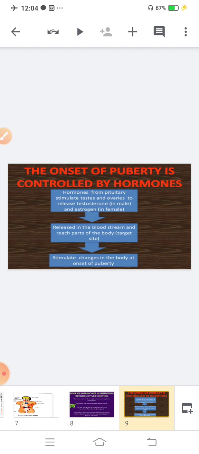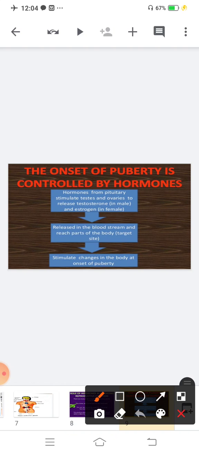Hormones from, see here, hormones from the pituitary stimulate the testes and ovaries to release testosterone in males and estrogen in females, into the blood stream, and it reaches the target site. They will not release in a duct. They will directly release into the blood, and that blood carries them directly to the target site and stimulates change in the body at the onset of puberty. Is this clear?